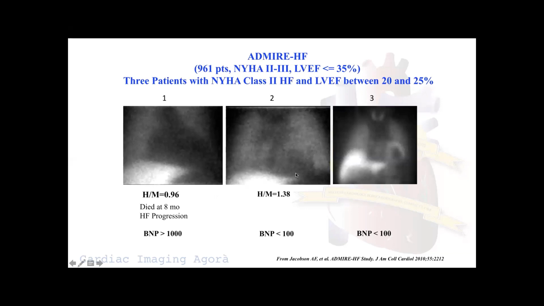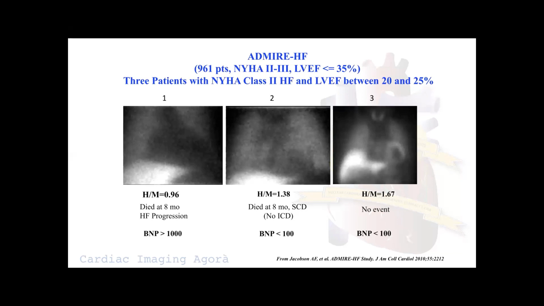In this case, the heart to mediastinum ratio is 1.38, so higher than the previous one, but lower than 1.6, that is the cutoff value. And also in this case, this patient died of sudden cardiac death. In this patient, the clinician decided to not use the ICD. And in this case, we have a heart to mediastinum ratio higher than 1.6 because it's 1.67. And at 8 months, this patient had no events.